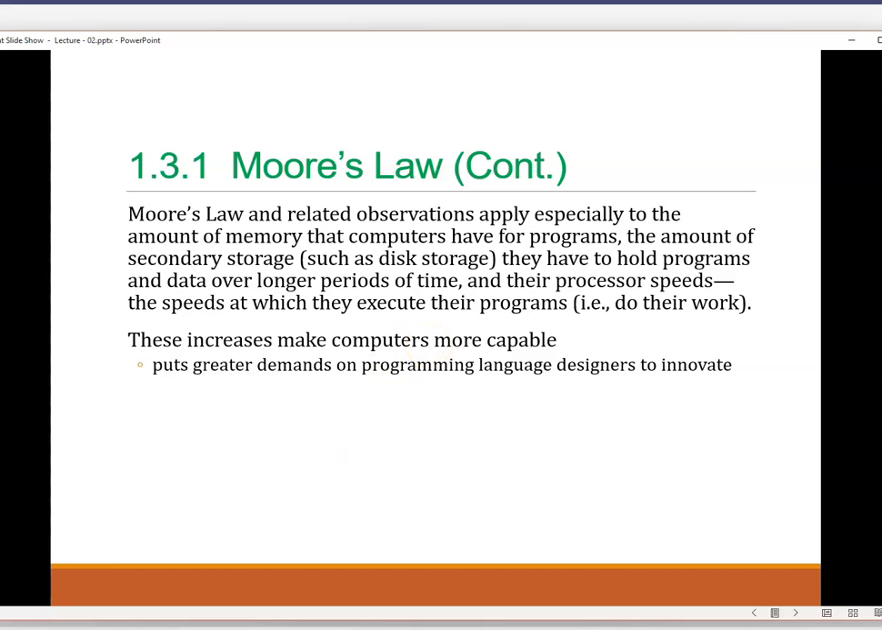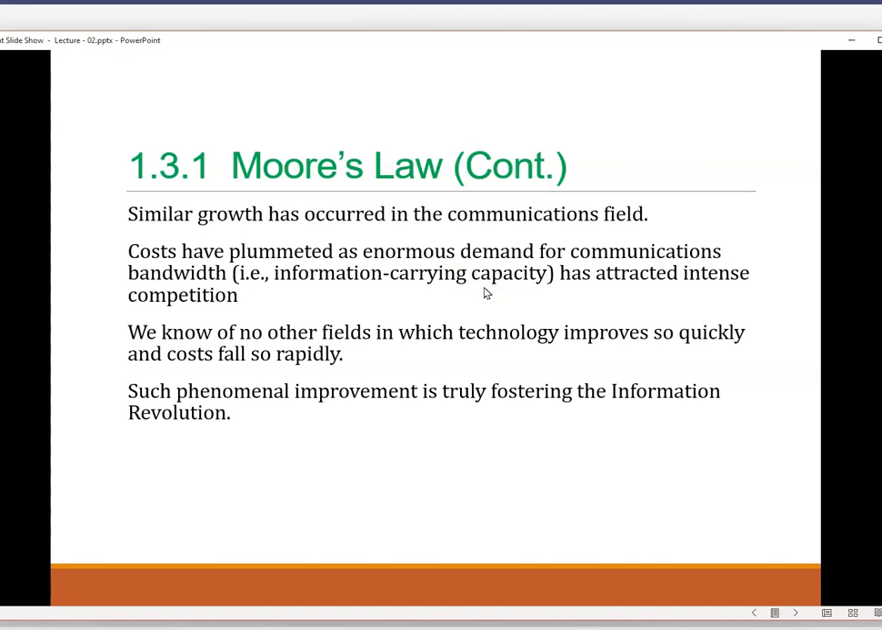Moore's Law and related observations apply especially to the amount of memory computers have. We've increased it dramatically. When I started out, 640K was a lot of memory. Now my current computer has 64 gigabytes of RAM and untold amounts of hard drive. They need to hold more data for longer periods of time, and these make computers more capable, and then we have to come up with more advanced programming languages in order to implement stuff.